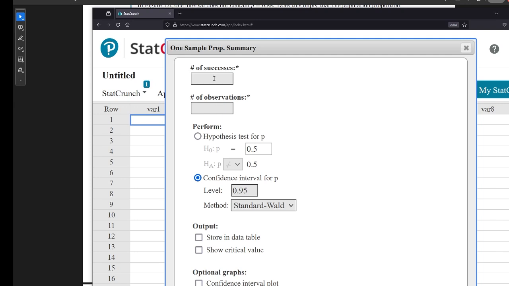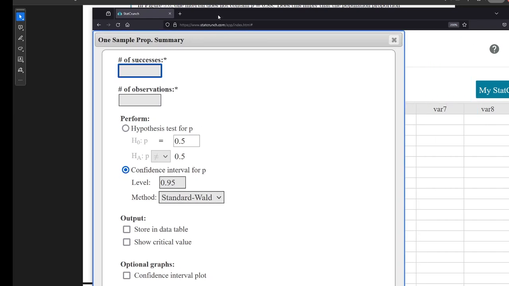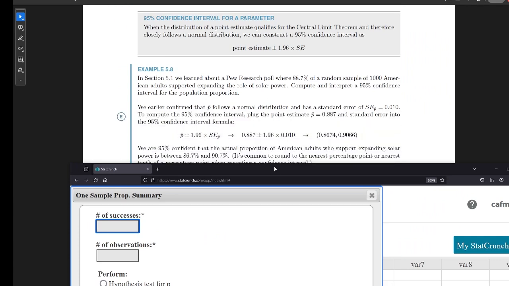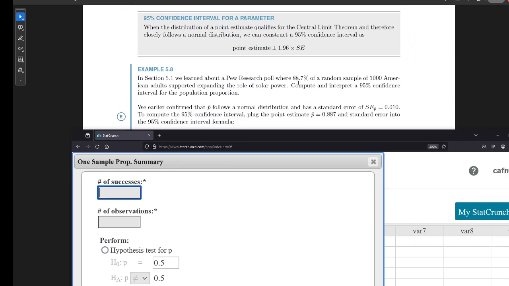Okay, now what about this? Number of successes and number of observations. Well, that's a problem because that wasn't given in our problem. Let's see if I can move this up here. They didn't tell us the number of successes. They did tell us the number of observations. They said it's out of 1,000. So 1,000 observations. But how do I know the number of successes?